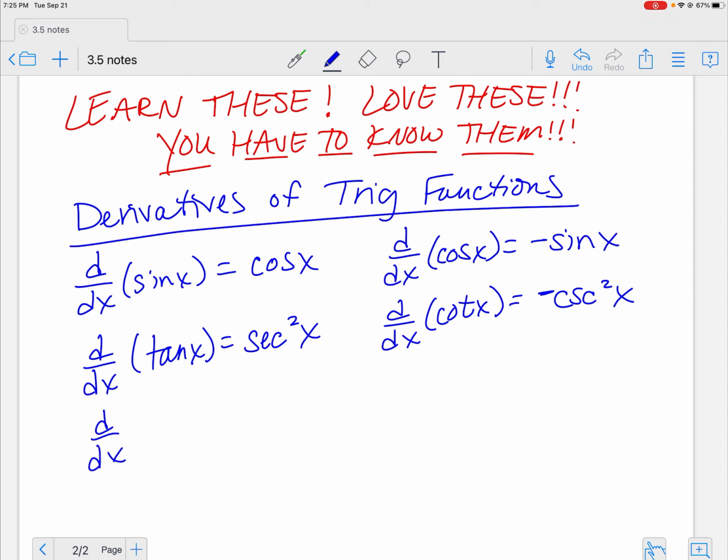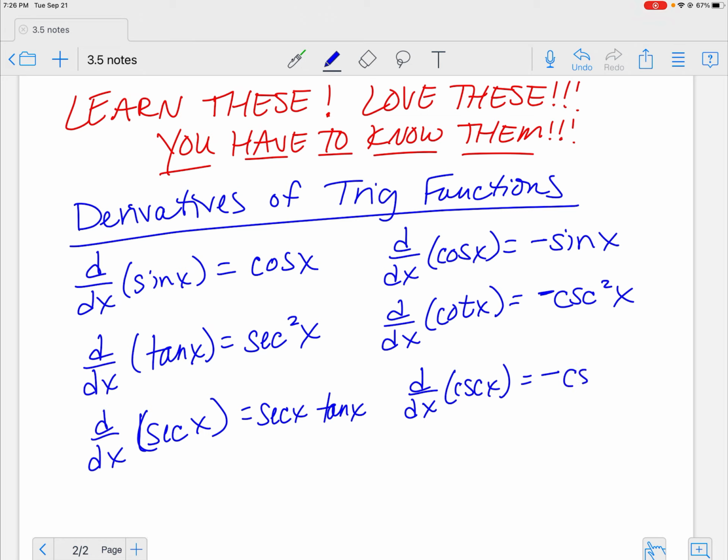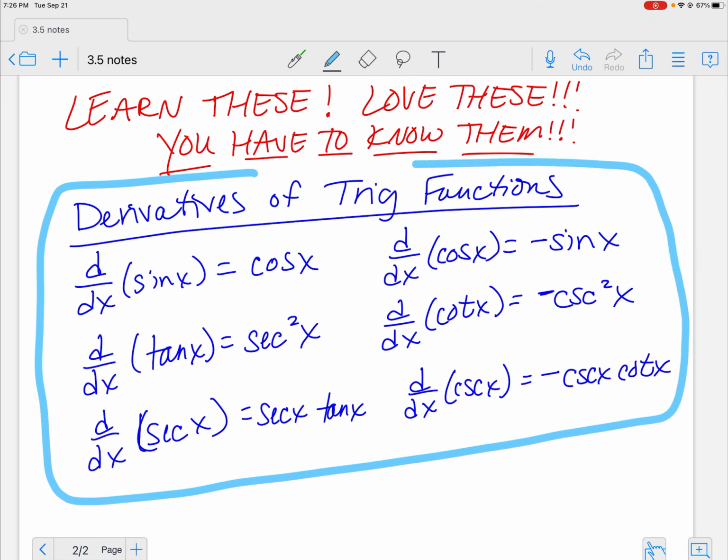The derivative of secant is secant x tangent x. The derivative of cosecant is negative cosecant x cotangent x. There they are in all their glory. All right, get those written down. Put them on flashcards. Do whatever you gotta do to make that happen.